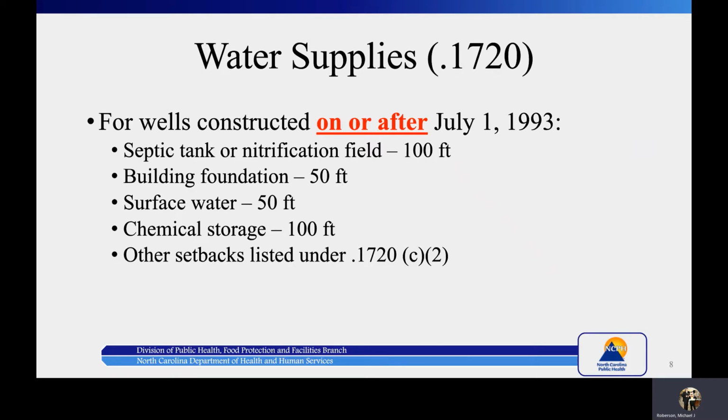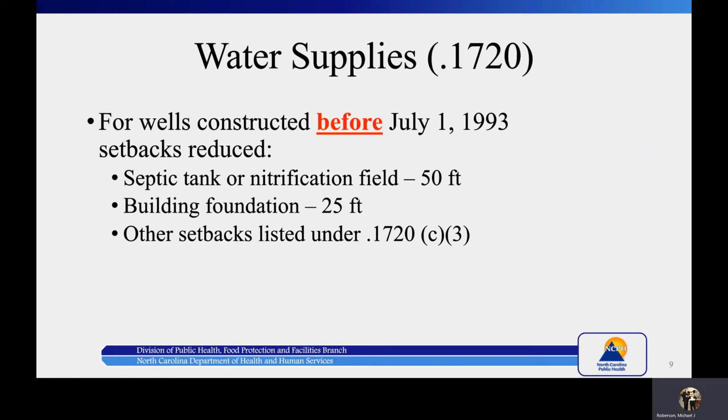From a building foundation, we want to be at least 50 feet. From any type of surface water, we want to be at least 50 feet away. We're at least 100 feet from any chemical storage. And there are quite a few other setbacks listed under 1720C2. If you look at 1720C2, there's a whole list of different setbacks that we need to be concerned about when we're talking about a water supply serving one of our establishments that has been constructed on or after July 1st of 1993.